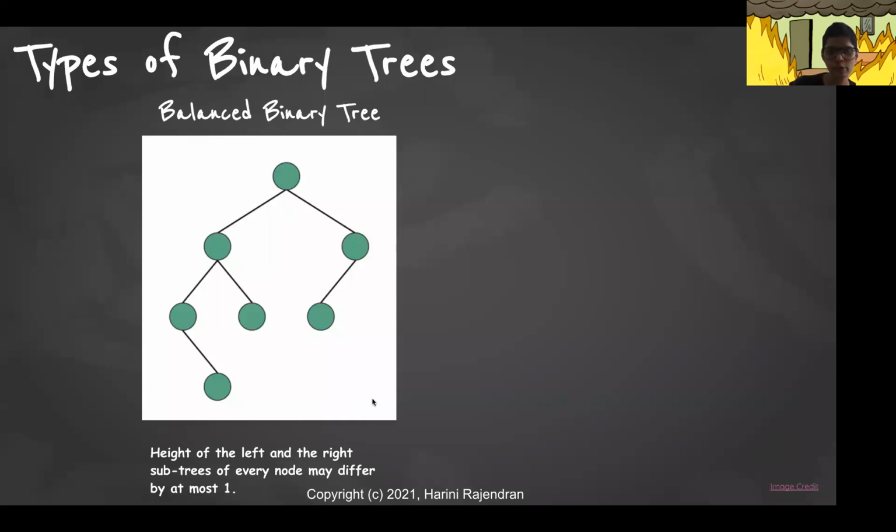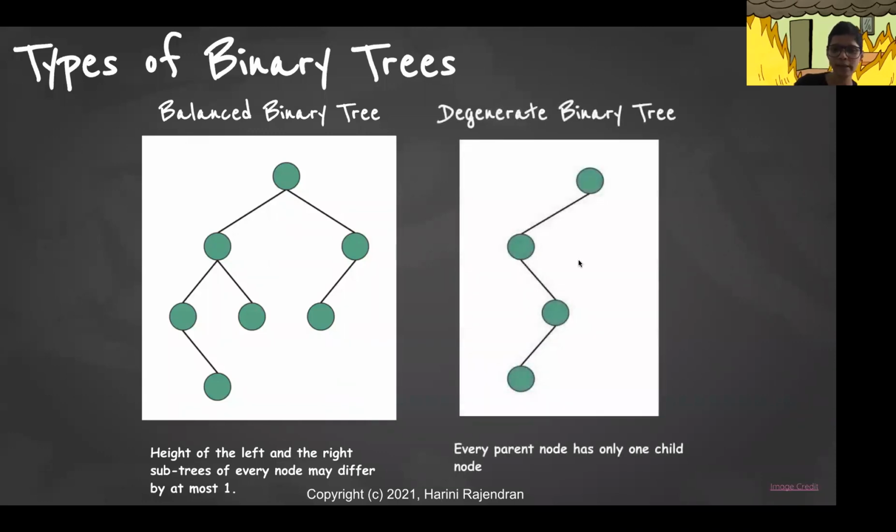And an example of a tree that is not a balanced binary tree is this one. Here, if you see, the height of this left subtree is 3, whereas the height of this right subtree is 0. So the difference between them is 3, which is greater than 1. That's why this is not a balanced binary tree.